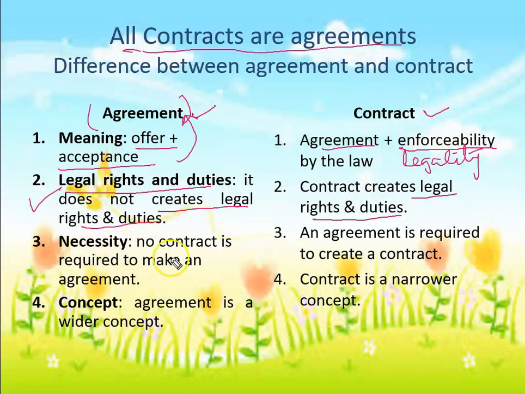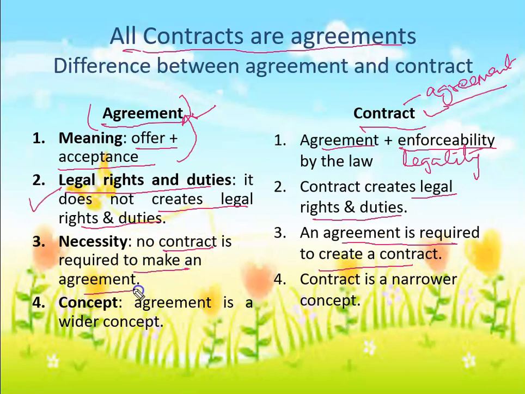Next one is necessity. You are making an agreement. We are talking about agreement here. So when you are making an agreement, do you need a contract before that? No. When we make a contract, we always need an agreement before that, because you cannot form a contract without agreement. So therefore, agreement is required to create a contract, but contract is not required to make an agreement.